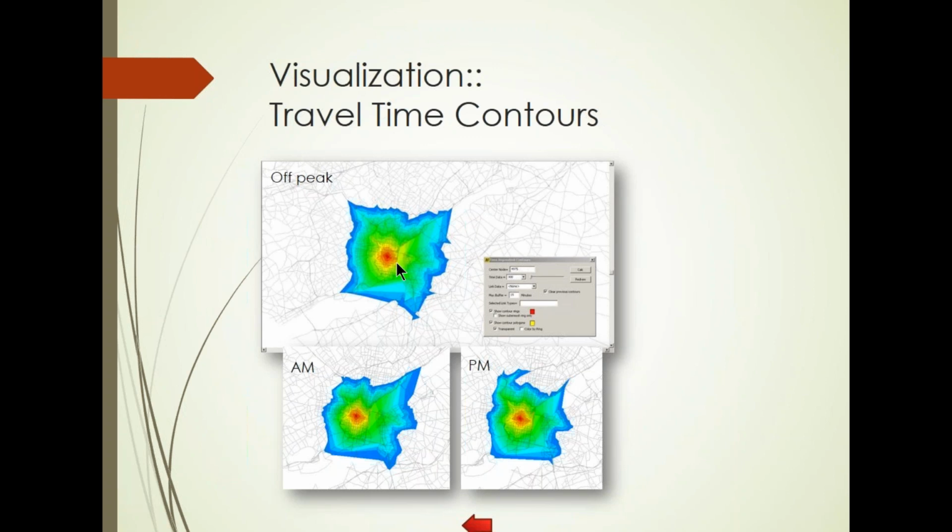So here is not just a corridor anymore. This is an area-wide view of congestion in all directions. You can see in this case that the off-peak and PM peak are not so much different, but you see a big difference in the shape in the AM peak. Obviously this area is more congested in the AM peak, causing the contour to shrink a little more toward this direction. Again, this is a very powerful way of visualizing DynusT simulation results using travel time contours.